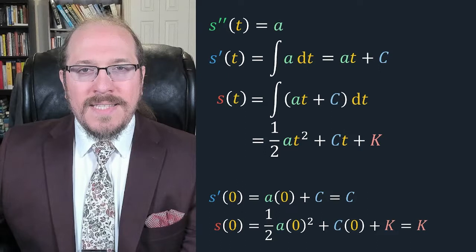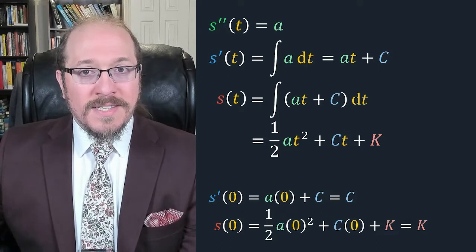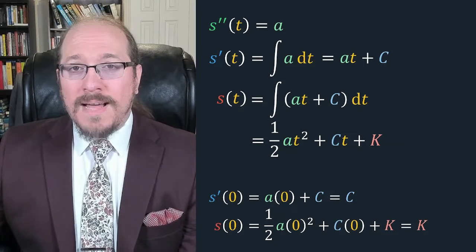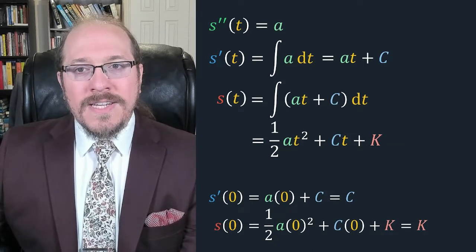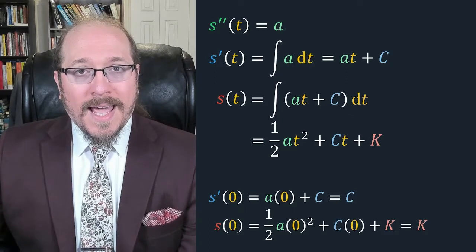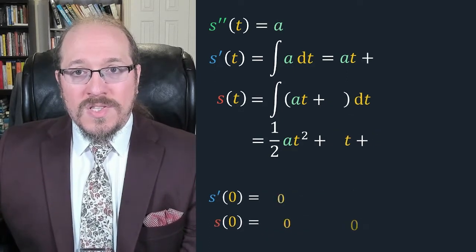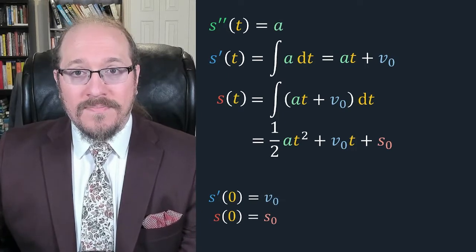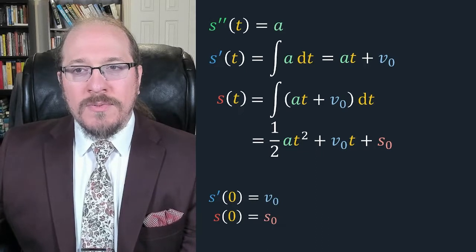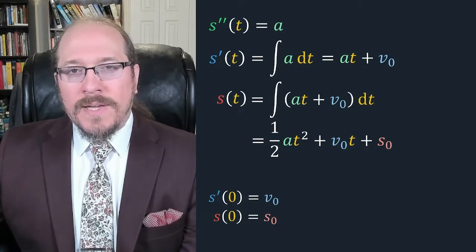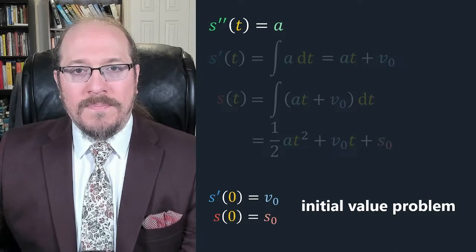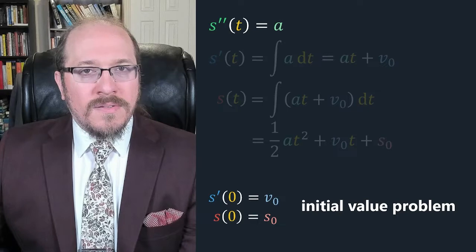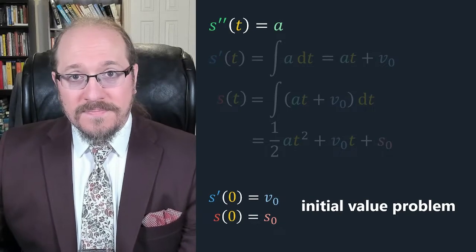If we plug in t equals 0, then the velocity just comes out to c, and the position is just k. So that means that c is actually the initial velocity of the object, and k is the initial position. So we'll write those as v0 and s0, respectively. Pairing a differential equation with some initial conditions is what we usually call an initial value problem, and solving it lets us more precisely describe the particular solution of the equation that we're interested in.